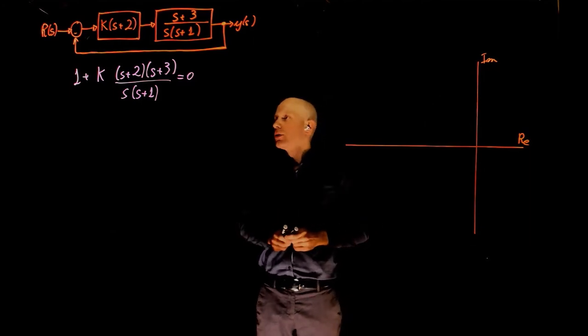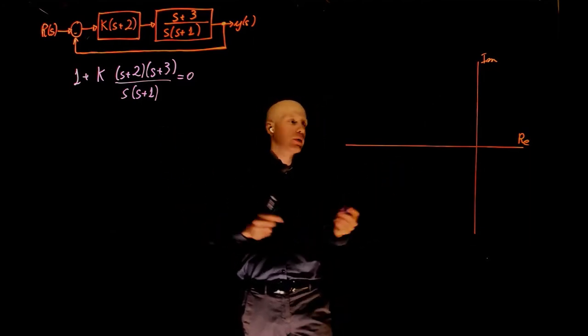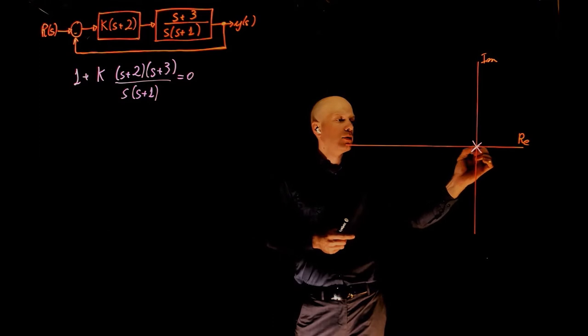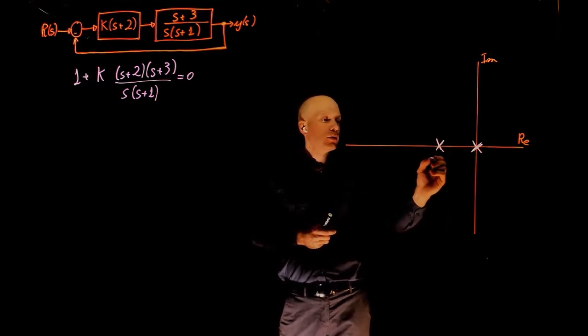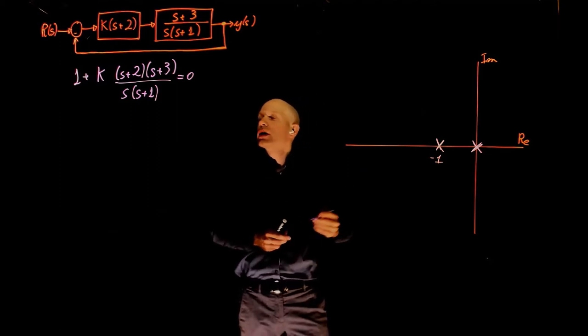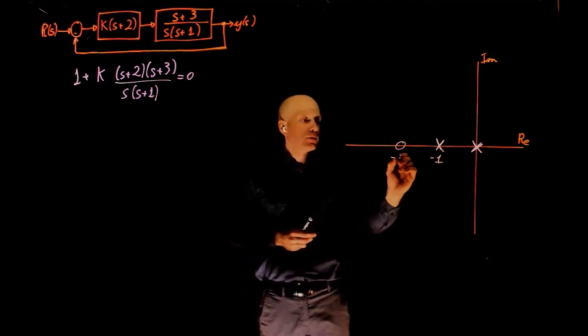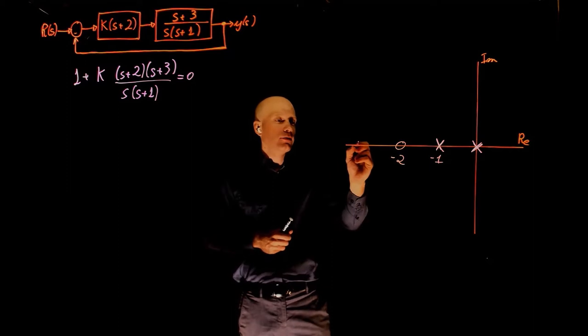Now we can locate the poles and zeros on the S-plane. Starting with the poles, we have a pole at 0. We have a pole at negative 1. And we have a zero at negative 2. And another zero at negative 3.